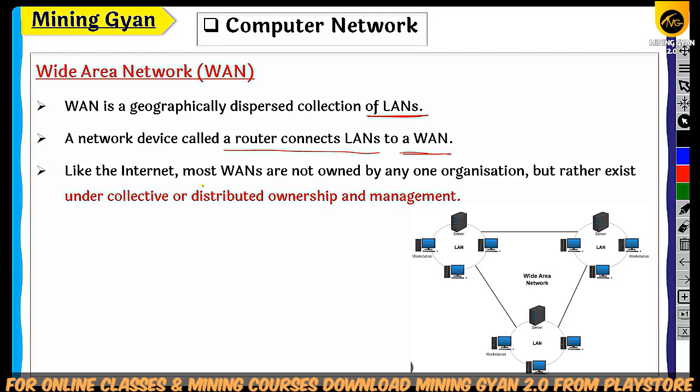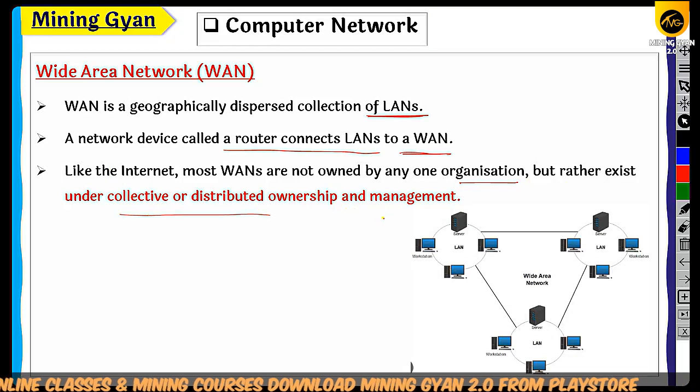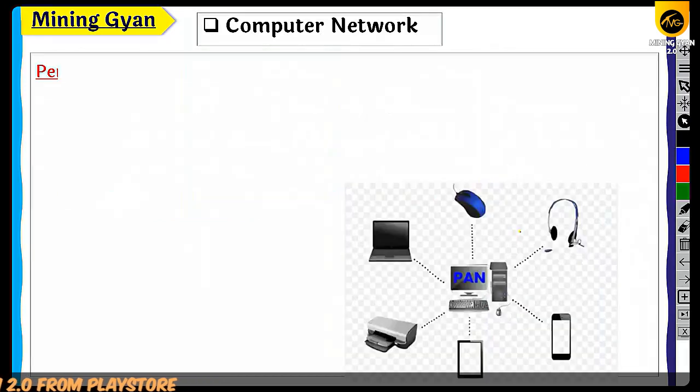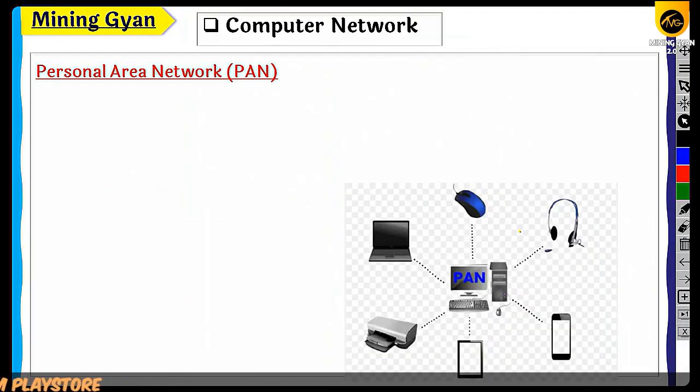Like the internet, most WANs are not owned by any one organization, but rather exist under collectively or distributed ownership and management. So you can see that there is a LAN, another LAN, and another LAN. So basically the wide area network is the connection between some kind of LANs. Okay. Now the last one is the personal area network.